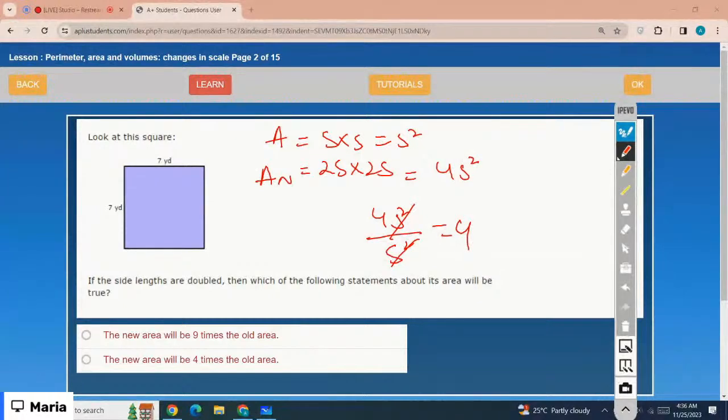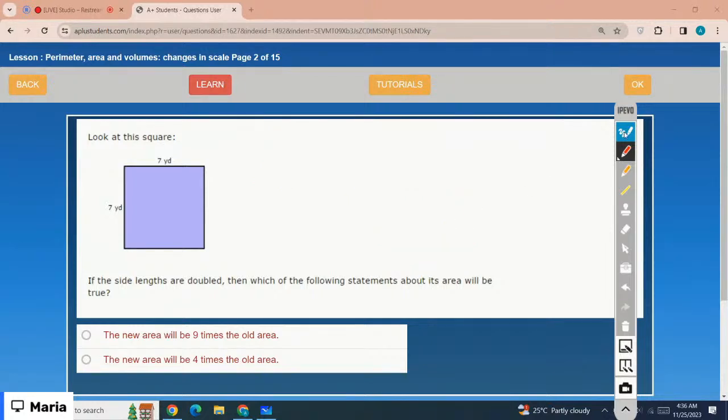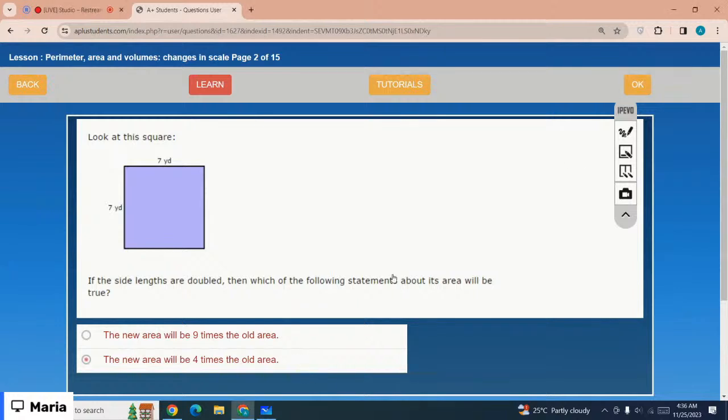Got it? Basically, when you normally calculate the area of a square, it is side times side, right? Now you are given that you double the side lengths. Double means you have to multiply each side by 2. So 2 times 2 is 4. Divide the new surface area by the older one. The older one is s squared. You're left with just 4. That means the new surface area will be 4 times the old surface area, right?